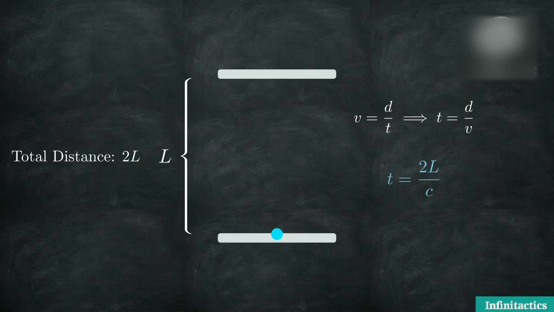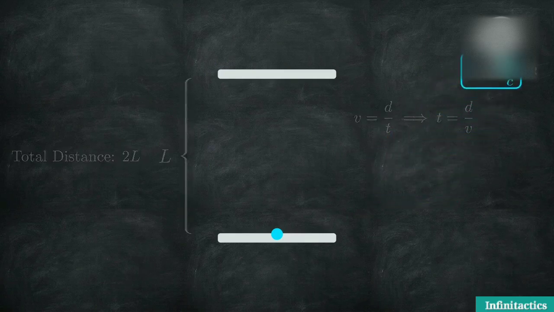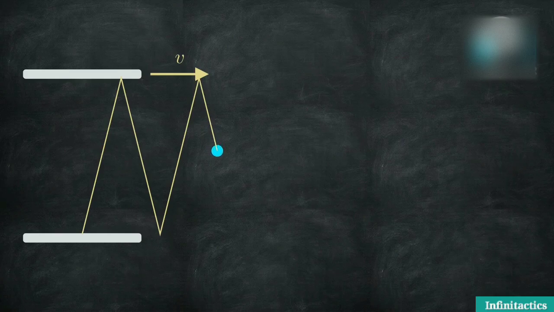Using the basic formula that time equals distance divided by rate, we can calculate the duration of that tick. We take our total distance, 2L, and divide it by our constant rate, the speed of light, c. That gives us our baseline equation, delta t equals 2L over c. This represents the passage of time when the clock is completely at rest relative to us. Keep this baseline in mind. We are going to compare it to a clock that is moving.